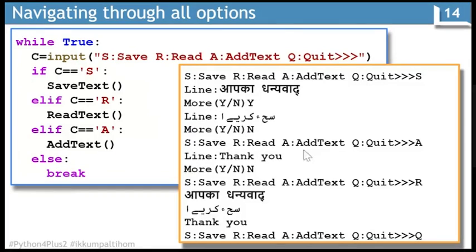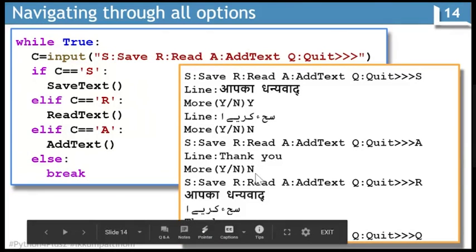wish.txt. The second time, if you give the option as A, this time you will once again be allowed to type a line or some more lines. So here we are typing in English, thank you, and then we are saying no. We'll come back to the menu again.